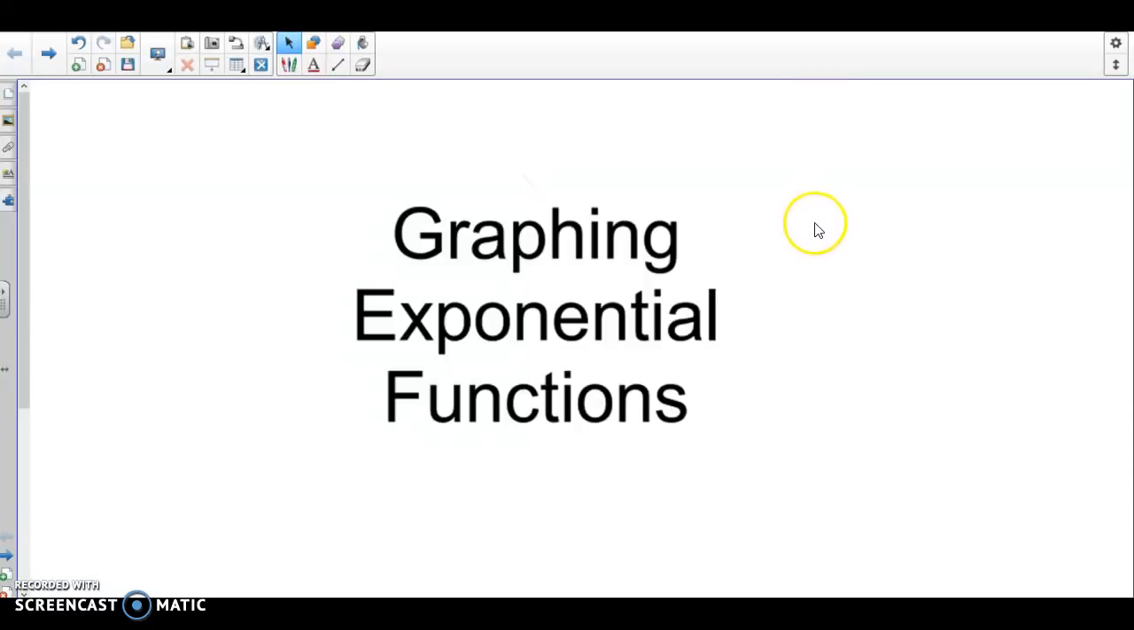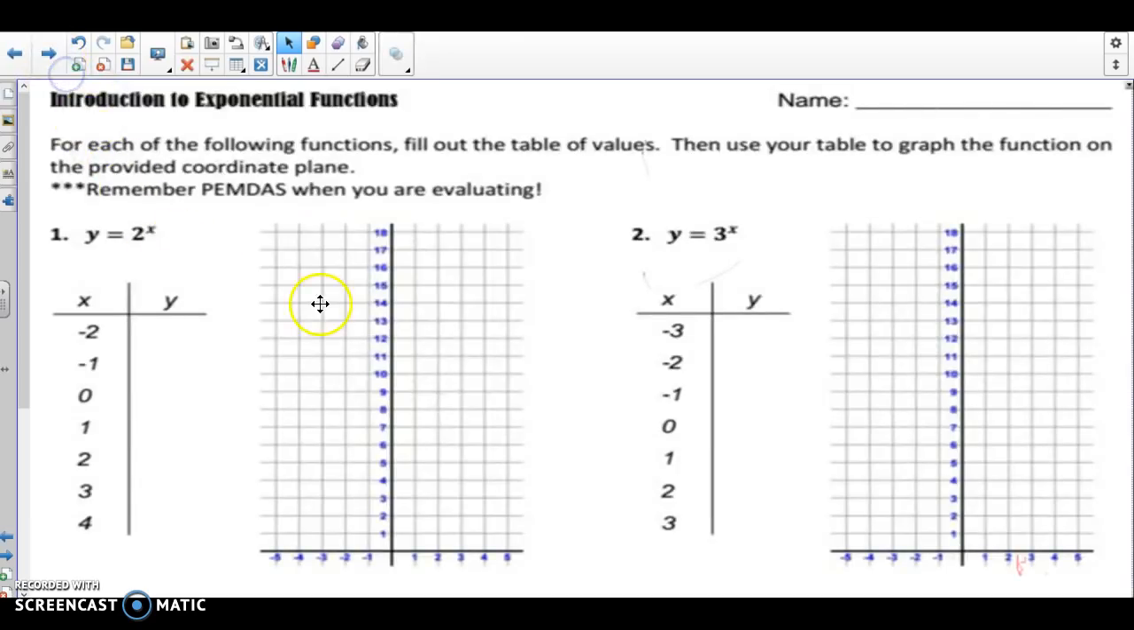All right, so here we get started with our graphing exponential functions notes. You should have just finished your exponential rules quiz, and now we're going to talk about graphing these kinds of functions. Okay, so graphing these functions, how we typically would. We're going to first fill out our table, and then we're going to plot those points.